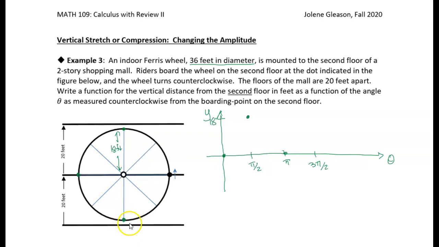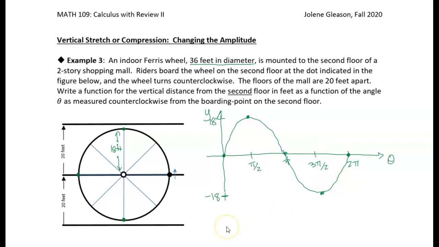We're going to use the negative to indicate below the second floor, right? So if I extend this a little bit, let's say this is negative 18. So we're 18 feet below the second floor. We can plot that point here. And then finally at 2 pi, we're back at 0. Then we can just keep going if we want to go around, but one cycle is usually enough. So this is what the graph looks like, right? Just fill this in with the graph of one cycle of this Ferris wheel.